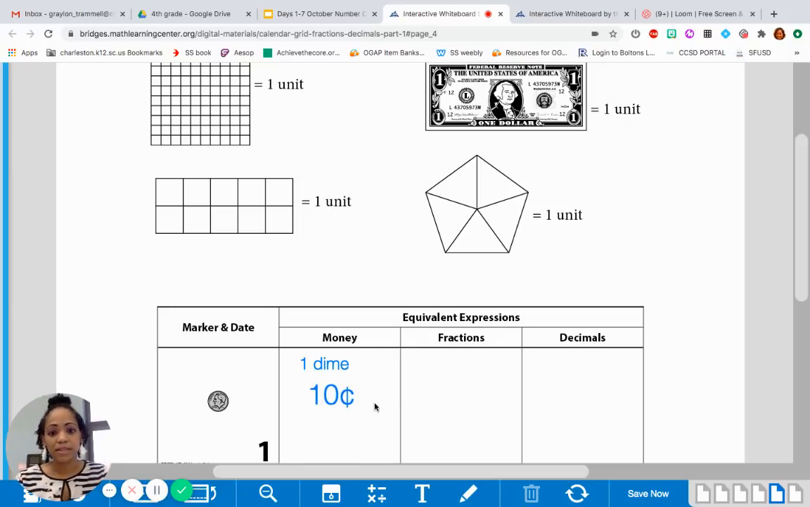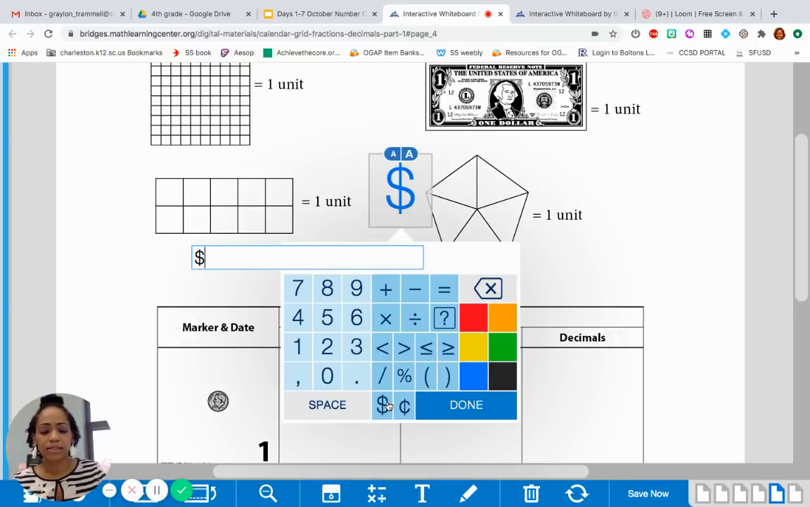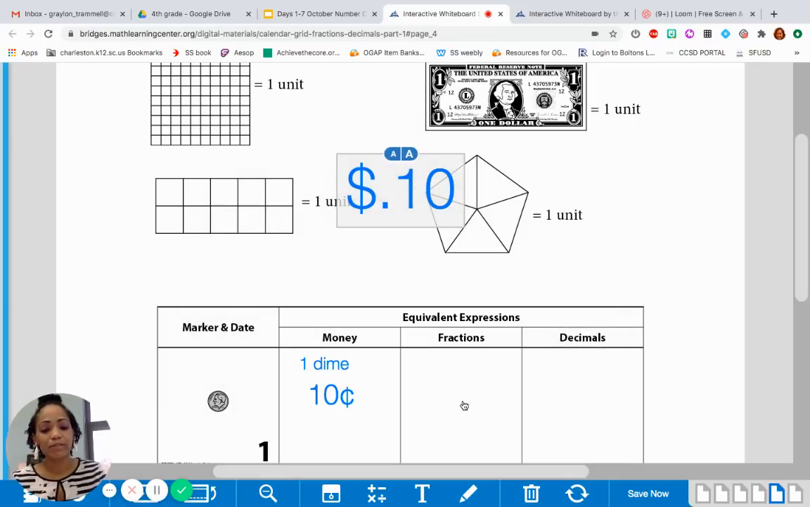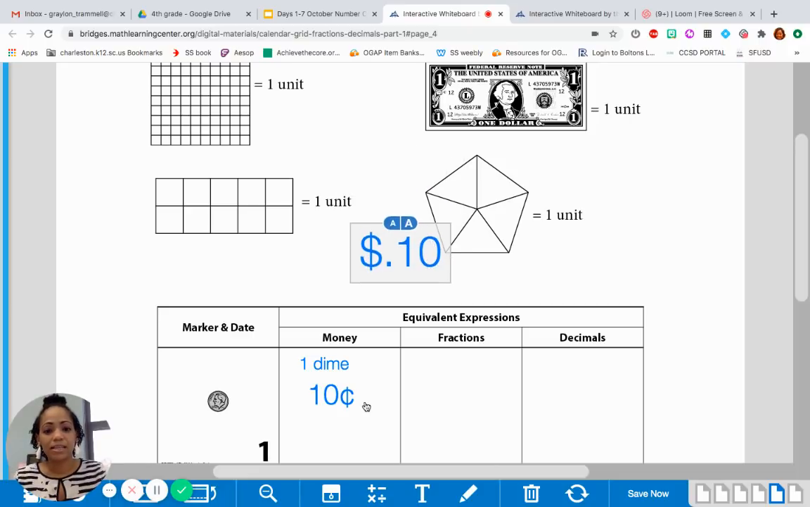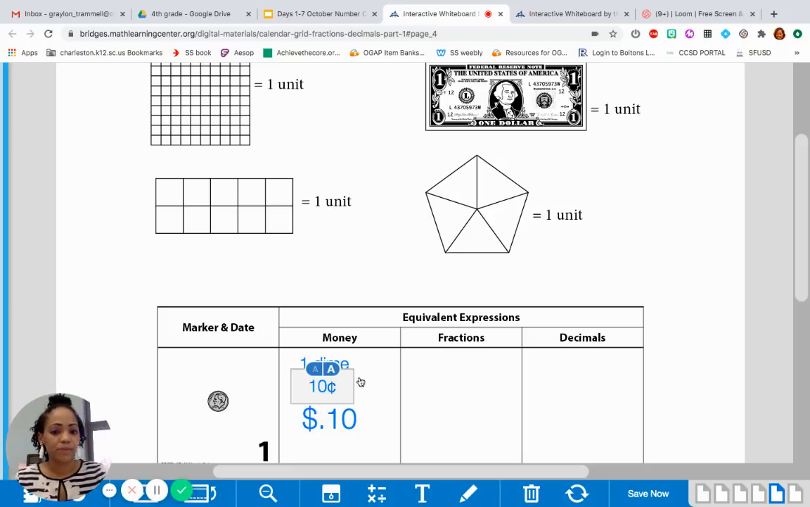Do we always write money just with a cent sign? No, we could write it with a dollar sign, and it might look like this. $0.10. Or we could even put a 0 in front of our decimal. That just says we have 10 cents. Is there any other way we can call this dime in terms of money? Or any other names, I should say.